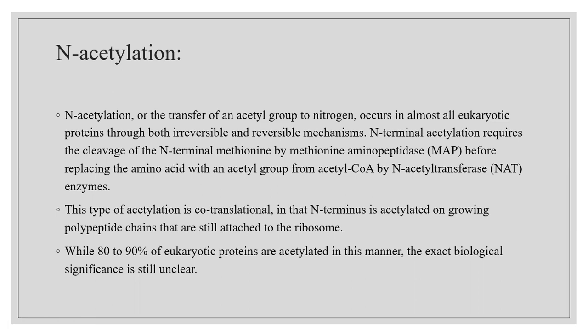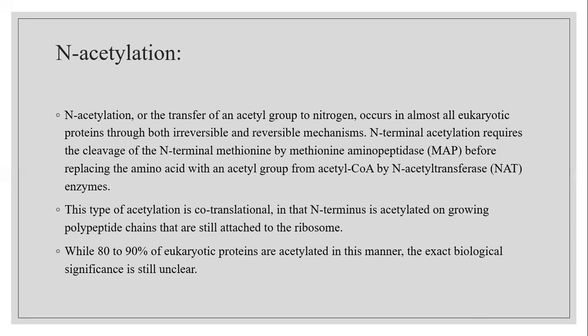The next type is N-acetylation. N-acetylation is the transfer of an acetyl group to nitrogen of a protein. N-terminal acetylation requires the cleavage of the N-terminal methionine by methionine aminopeptidase, MAP, before replacing the amino acid with an acetyl group from acetyl-CoA by N-acetyltransferase, NAT, enzymes. This type of acetylation is co-translational, that is, the N-terminus is acetylated on the growing polypeptide chain while it is still in contact with the ribosome. 80 to 90% of eukaryotic proteins are acetylated in this manner. The exact biological significance is still unclear.